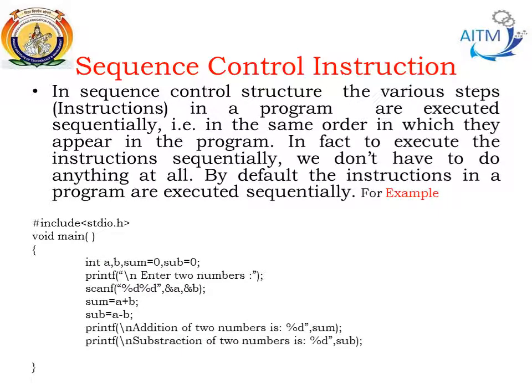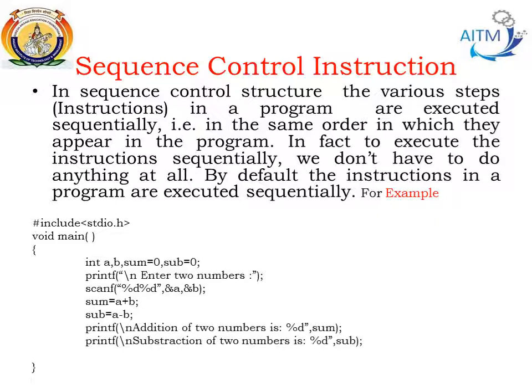The first control instruction is the sequence control instruction. So let us understand the sequence control instruction. In the sequence control structure, the various steps or instructions written in a program are executed sequentially, that is, in the same order in which they appear in the program. In fact, to execute the instructions sequentially, we don't have to do anything at all. By default, the instructions in a program are executed sequentially.